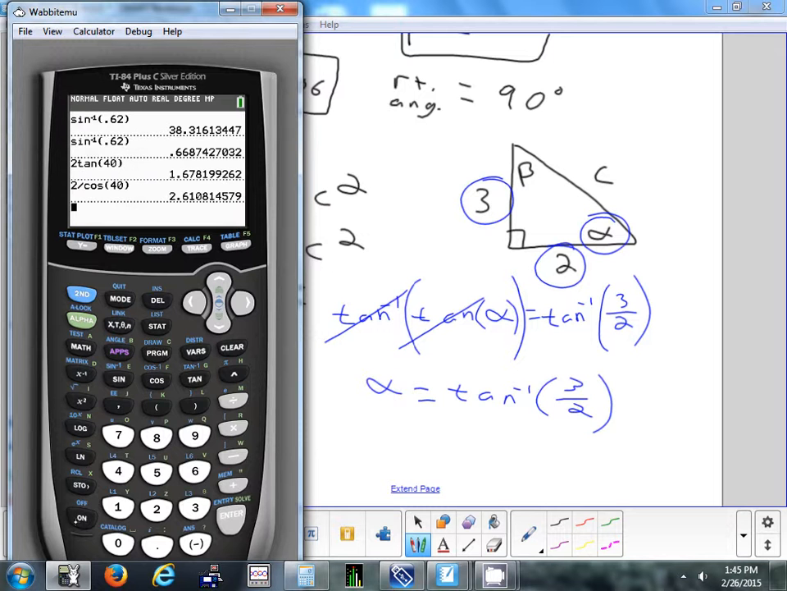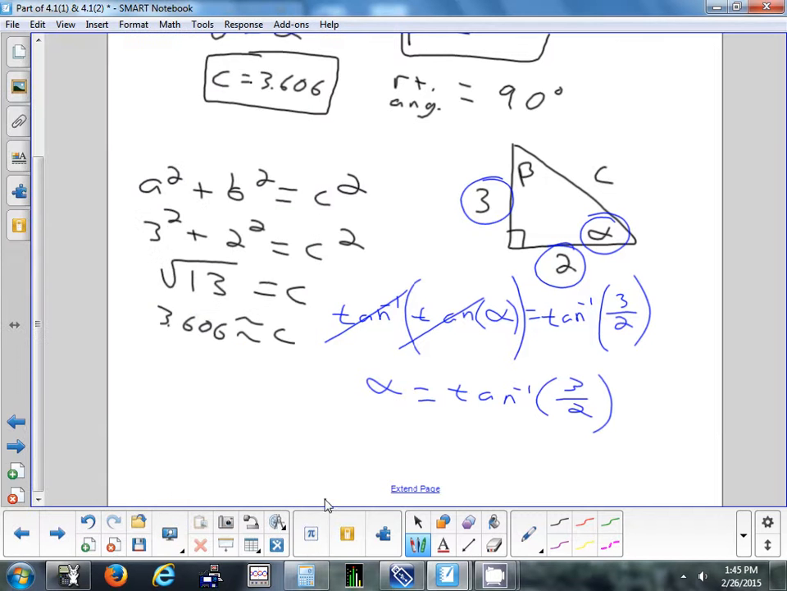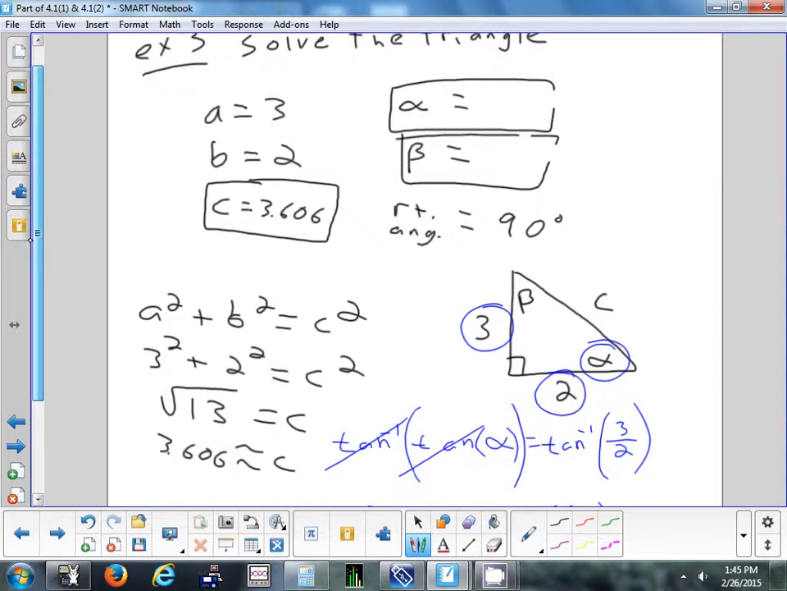Just type that in and make sure you're still in degrees. Second inverse tangent, 3/2. Okay, so now we got 56.31. Just round it to 3.1. Now you could subtract that from 90 if you were running out of time to get beta. The only danger with doing that is if you got alpha wrong, well, you just got beta wrong. So let's find beta.